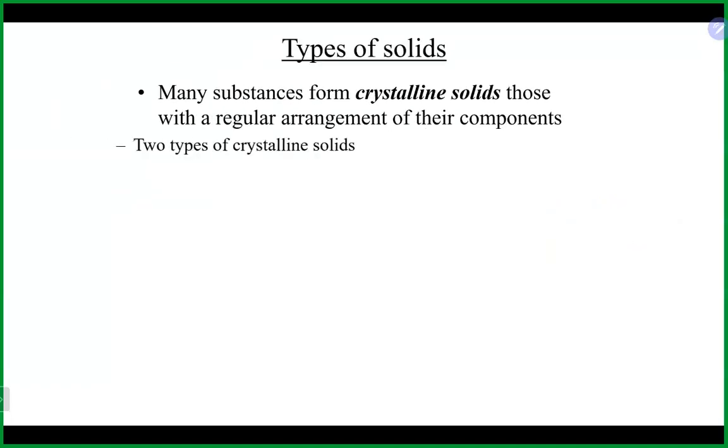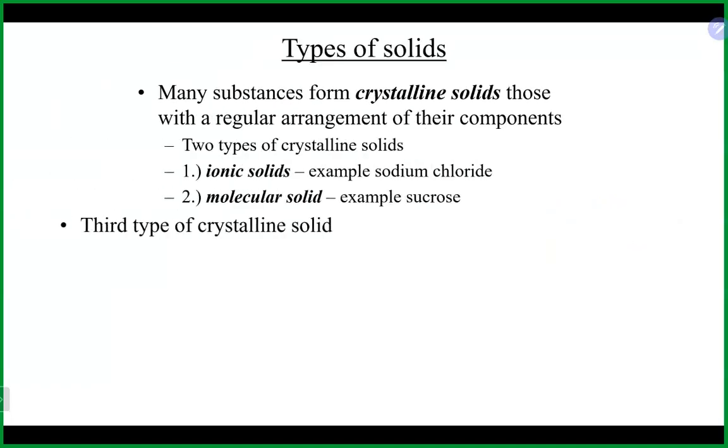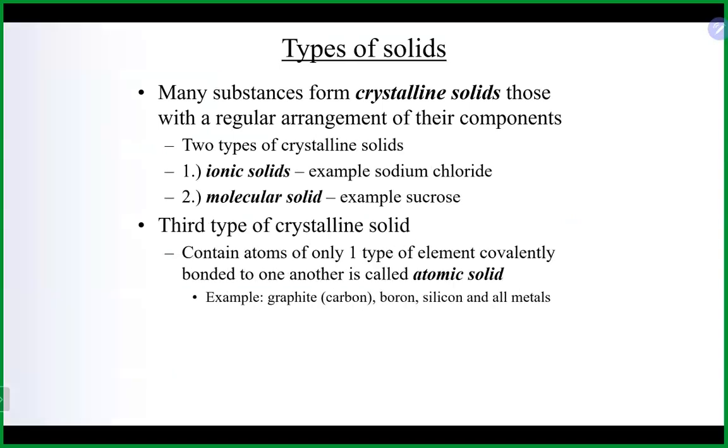All right, so to finish up this chapter, let's talk a little bit about solids and some different types of solids. Many substances form crystalline solids, and there are a few different types of these. There are ionic solids, there are molecular solids, and there's a third type, which is sort of what happens with metals and atoms covalently bonded to each other, which is an atomic solid.